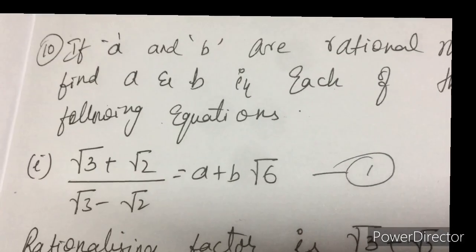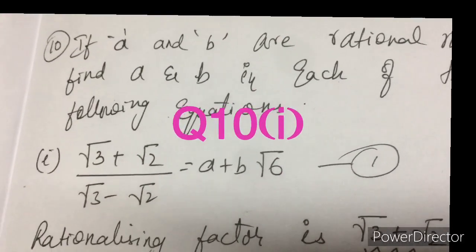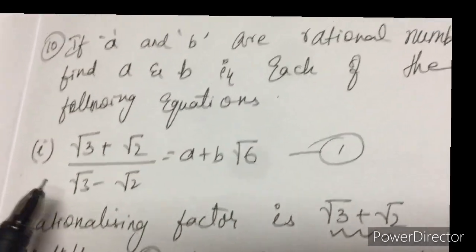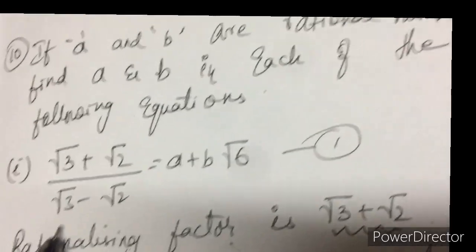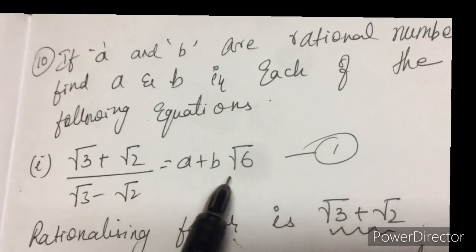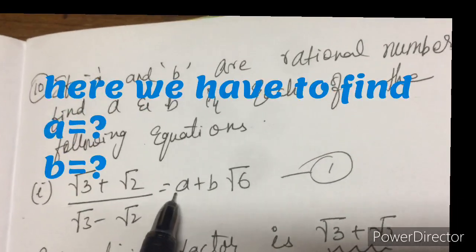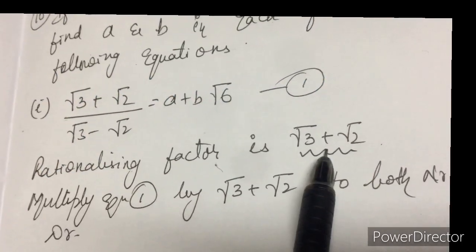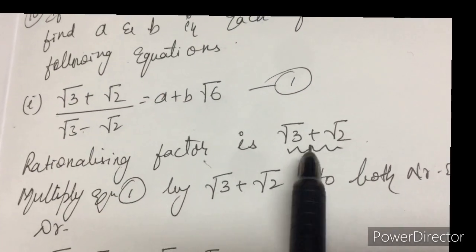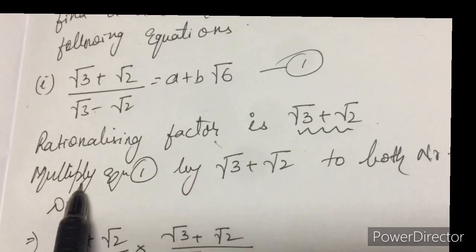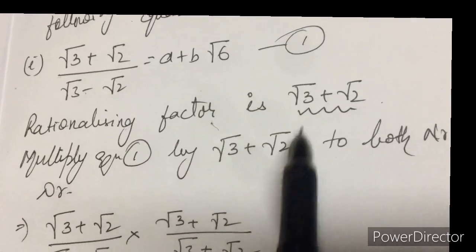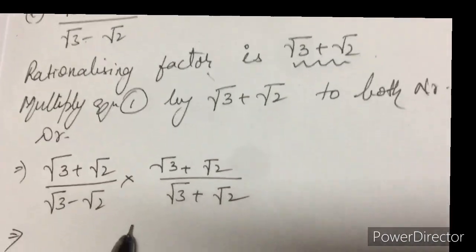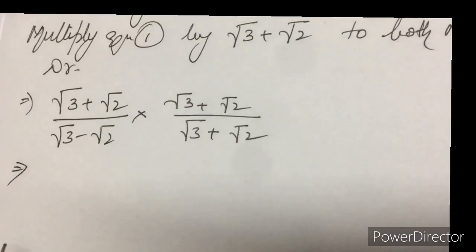Thank you. Number 10, students. If A and B are rational numbers, find A and B in each of the following equations. See here, root 3 plus root 2 divided by root 3 minus root 2 equals A plus B root 6. You have to find the values of A and B. So here see, the rationalizing factor is root 3 plus root 2. Since here is minus, I wrote here plus. Now multiply by this rationalizing factor to both numerator and denominator. Check here, I have multiplied. Clear? It is like the previous problem type.